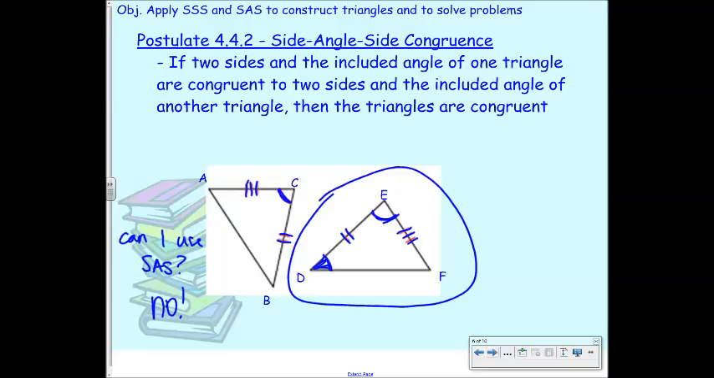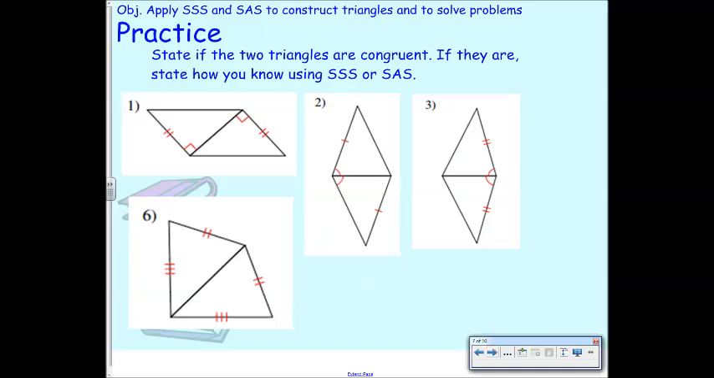All right, go ahead and do these 4 problems at your boards. State if the 2 triangles are congruent, and if they are, tell if you know that because of SSS or SAS. So SSS or SAS.